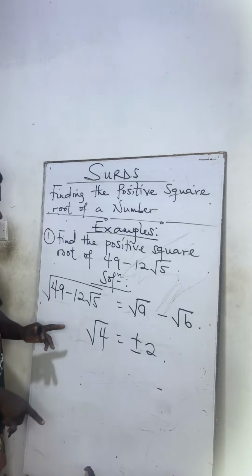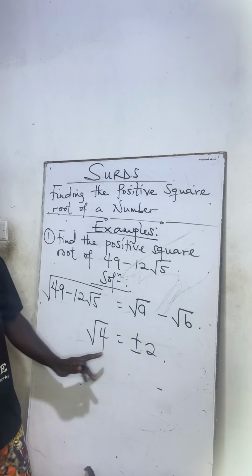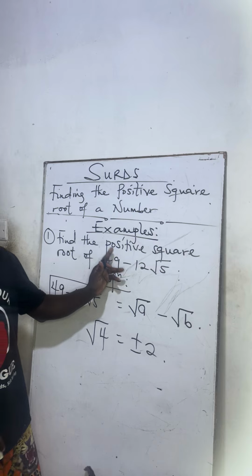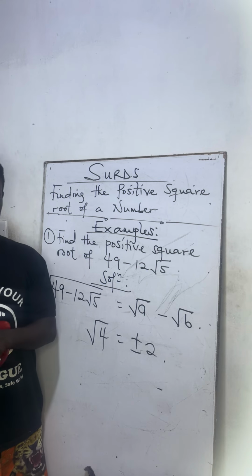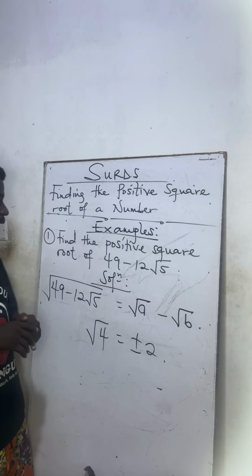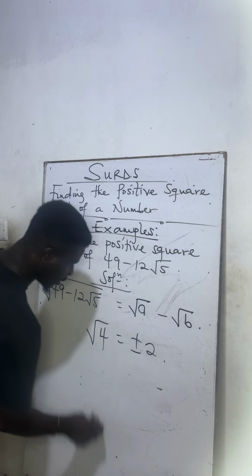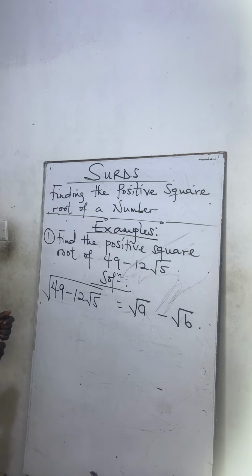Okay, so when square root comes, it brings plus or minus. So it is plus or minus 2. But here we are interested in the positive square root of that. So the positive side is what we are dealing with. So let's see how it goes.